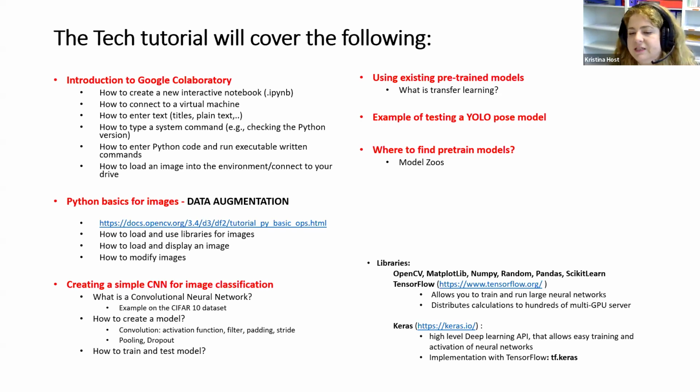Here are the libraries that we will use for some Python basics. We will use OpenCV and the Matplotlib library for showing images and similar. And two important ones that we will use for convolutional neural networks are TensorFlow and Keras, that allow us to train large neural network models. How? Because it distributes calculations to hundreds of multi-GPU servers. Keras is also for deep learning tasks and has an implementation with TensorFlow.